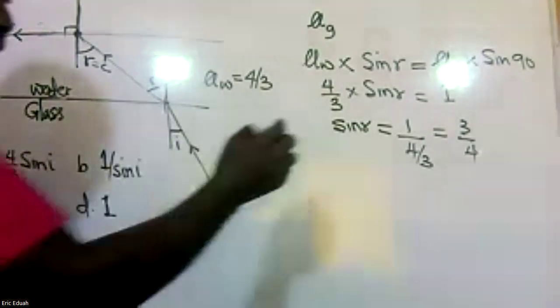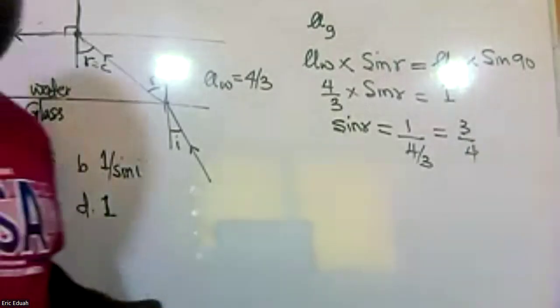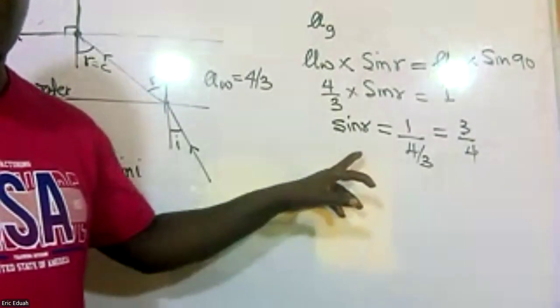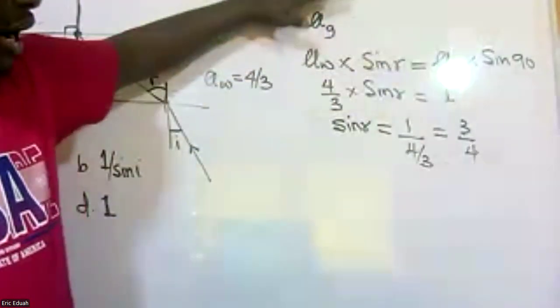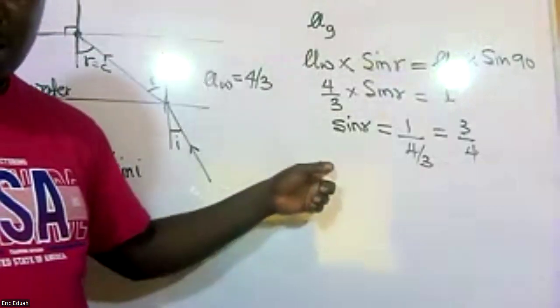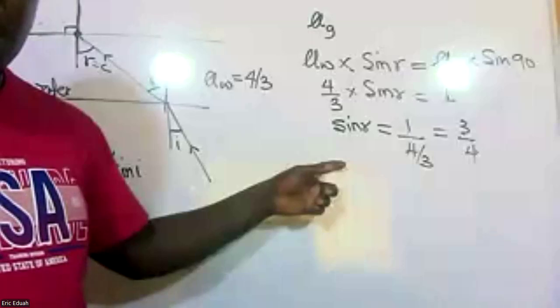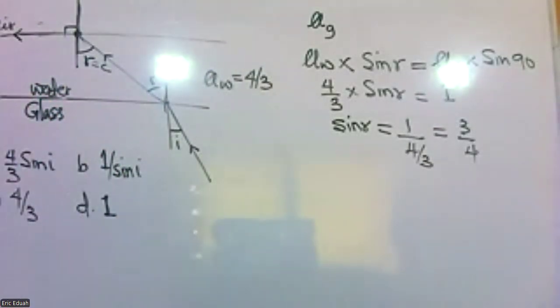Let's leave our answer as this. We have sine R to be 3/4. Please, are we okay here? Are we okay? Give me feedback. Yes. Okay. Then let's pick the next one.